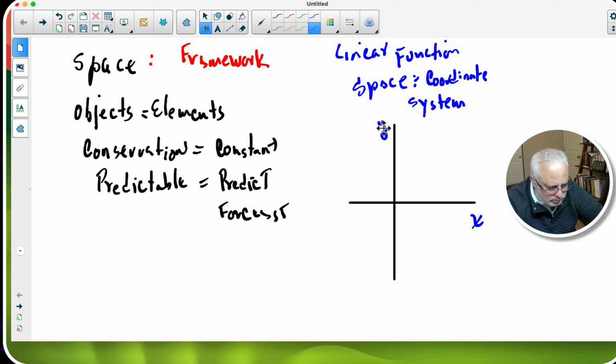That happens right before the game starts. The same for football or any other sport. So the student needs to know the space. What will be the space that we're going to be working in, in mathematics, in linear function? Okay, the X and Y coordinate is the playground, is the framework.